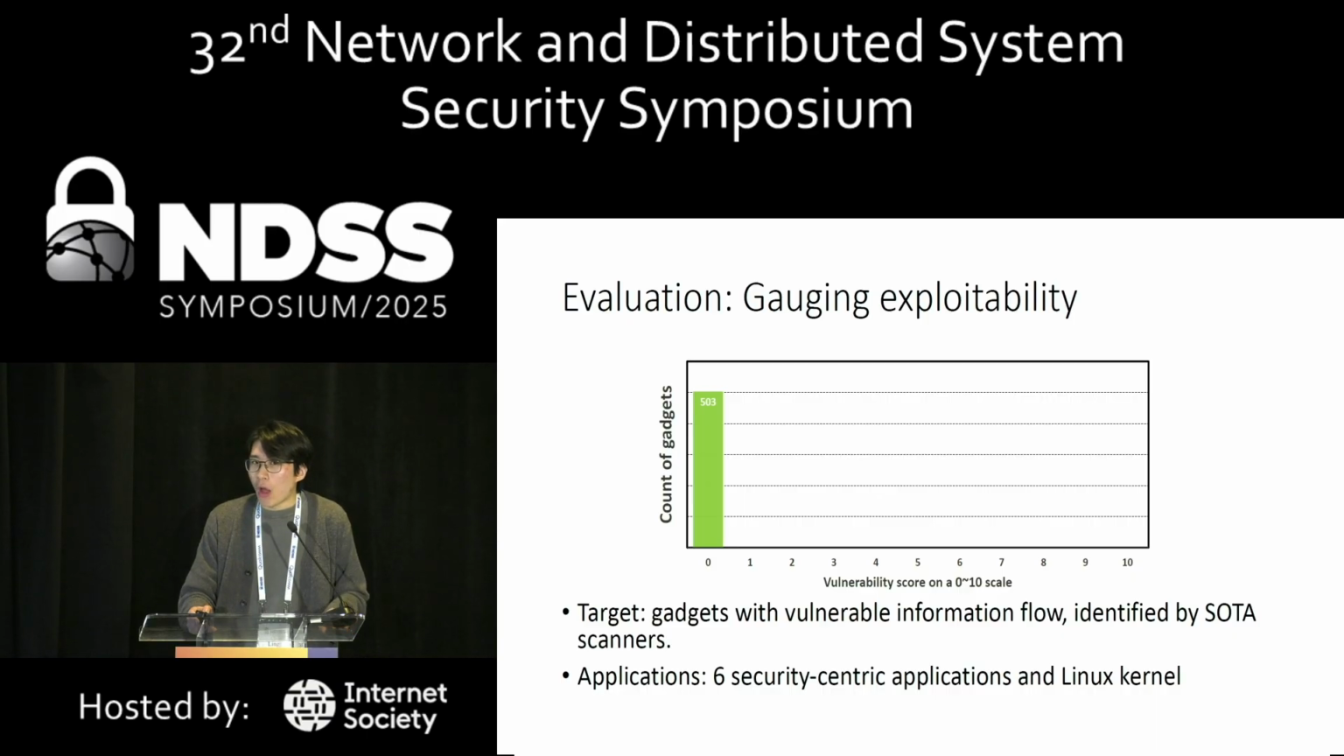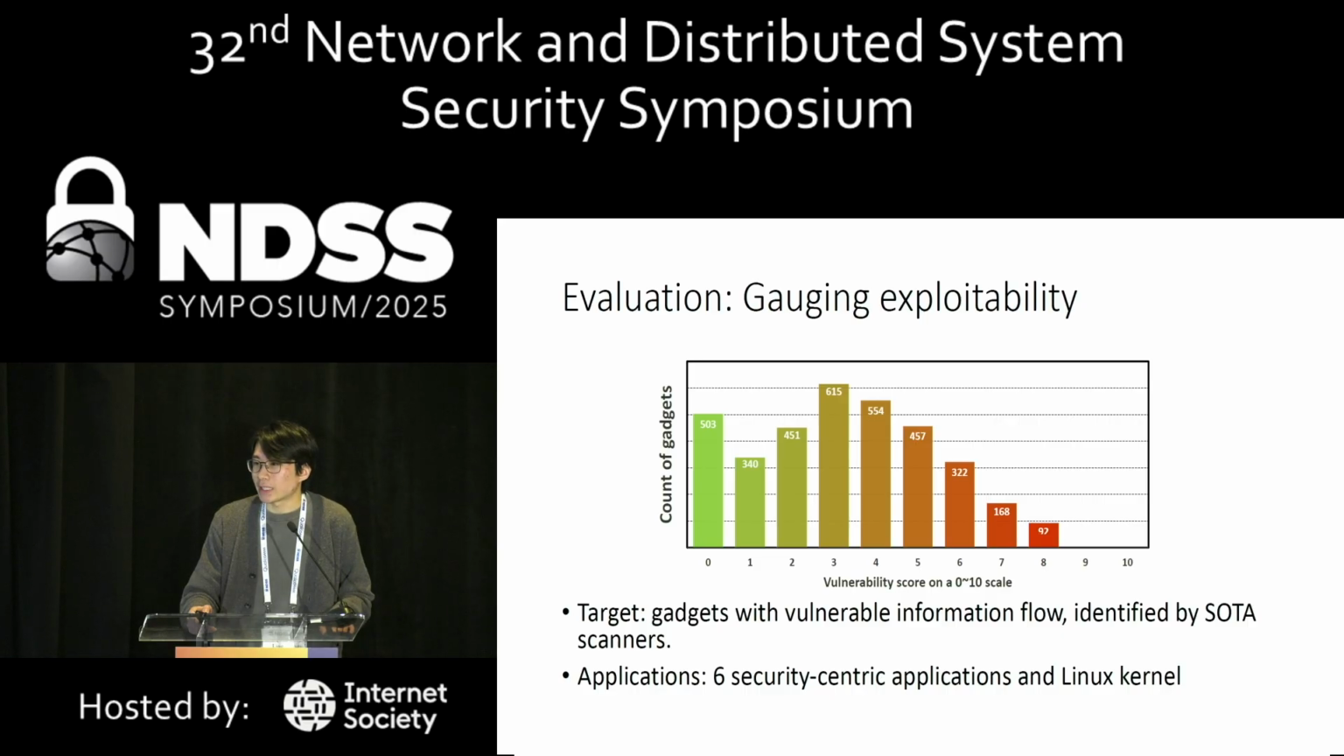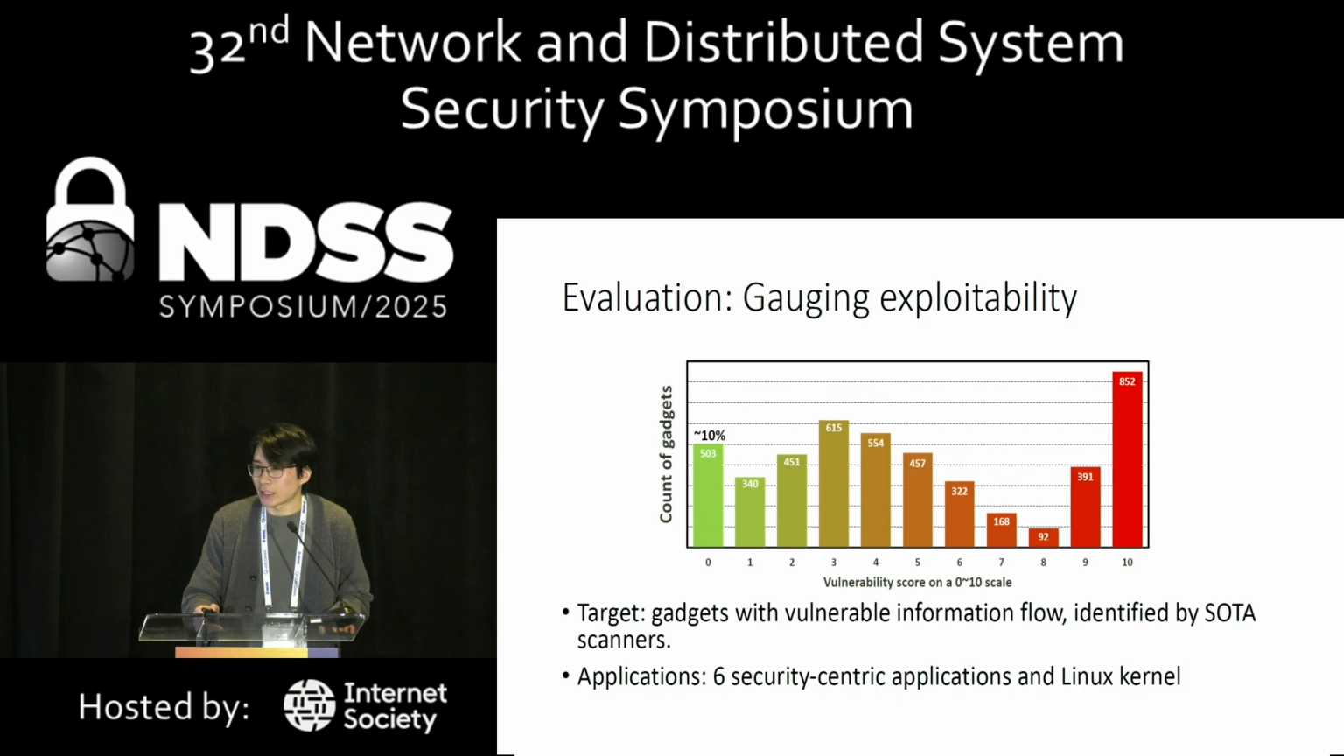As you can see, our tool effectively identified around 500 gadgets as unexploitable due to their timing condition. We also identified around 70% of gadgets with varied exploitability from 1 to 8. Only around 20% of all gadgets are highly exploitable.